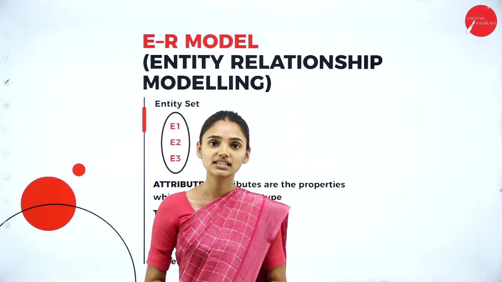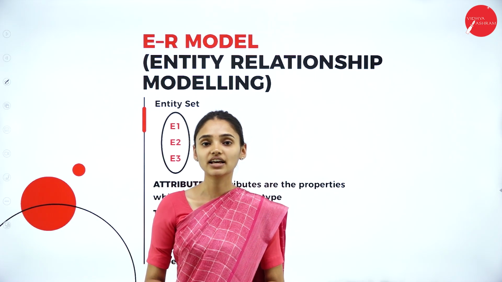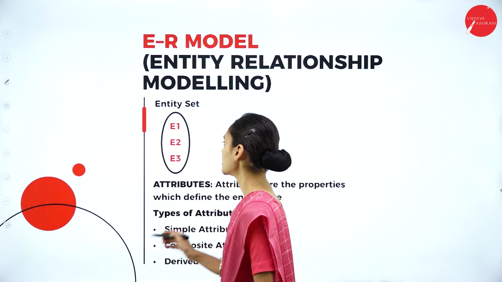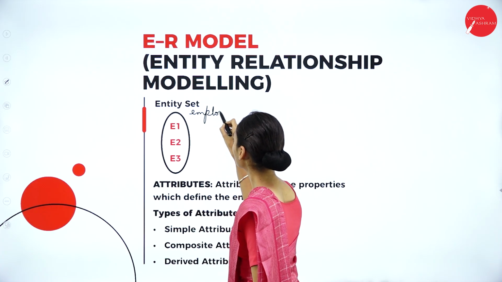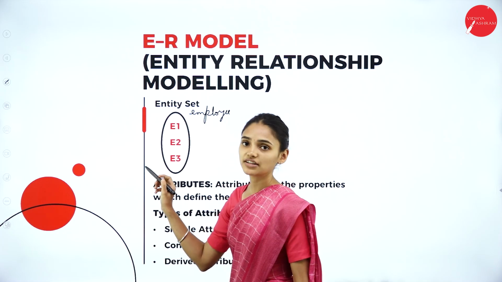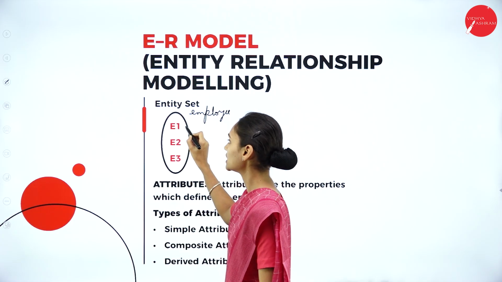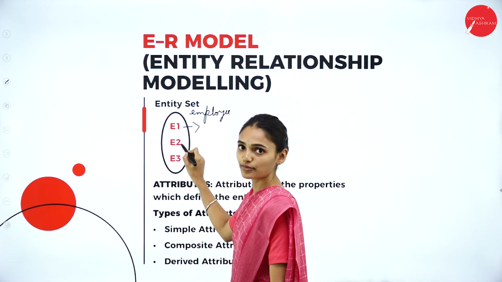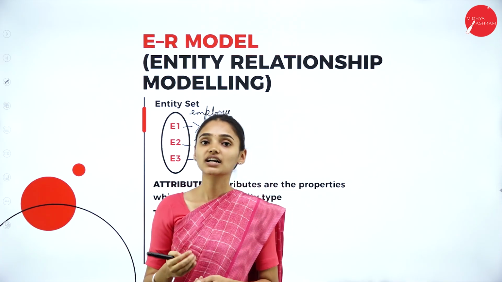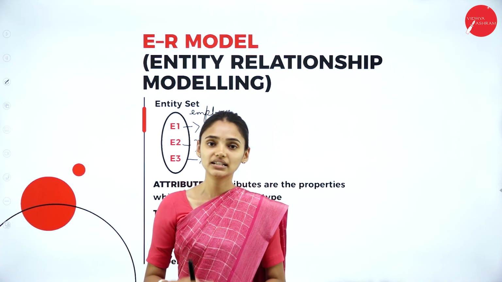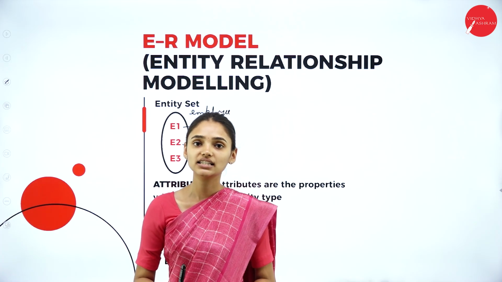Next is entity set. It's the collection of entities that have the same entity type. Say for example, here we have taken employee. The employee set includes the details of employee 1, employee 2 and employee 3. So it's a collection of entities that have the same entity type, that is entity set.